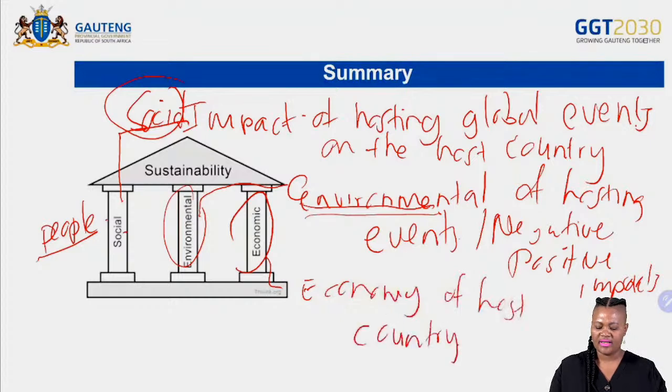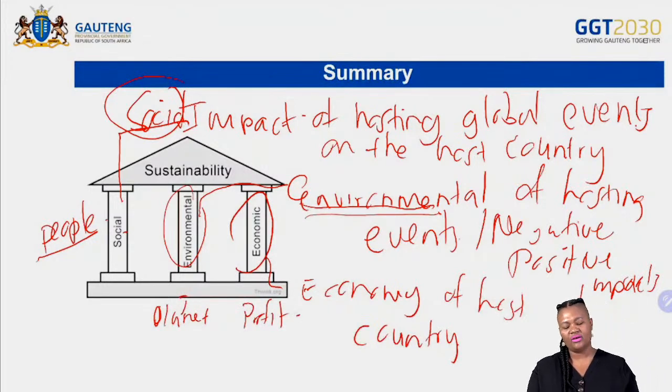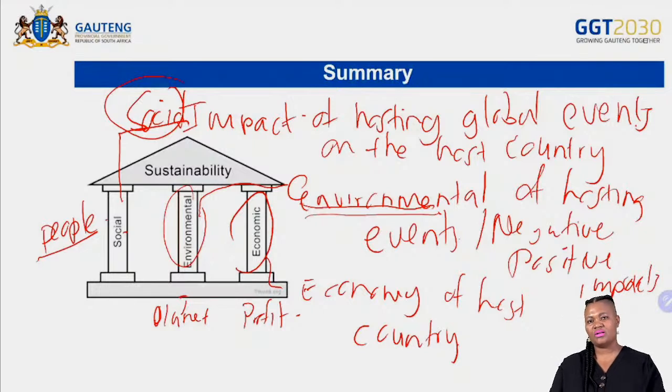And remember, in grade 10, we learned about these 3 pillars. Social was people, environment was planet, and then economic was profit. So just familiarize yourself with these again, because they also might come up in global events. Just make sure that your answers are directed to what you're being asked. So remember, you have people, planet, and profit. And we also know it as social is people, environment is planet, economic is profit.